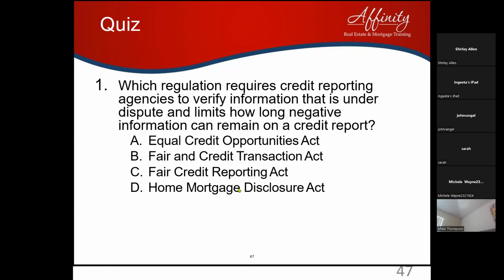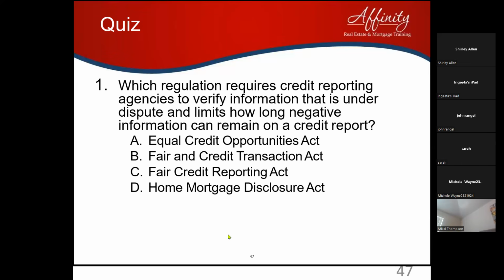It's not Fair and Accurate Credit. It's Fair Credit Reporting Act, and that's FCRA. The answer is C. Don't get those two confused, especially if you're taking the exam. FCRA deals with credit reporting agencies, CRAs. Fair Credit Reporting Act deals with how long credit stuff can stay on your credit report.